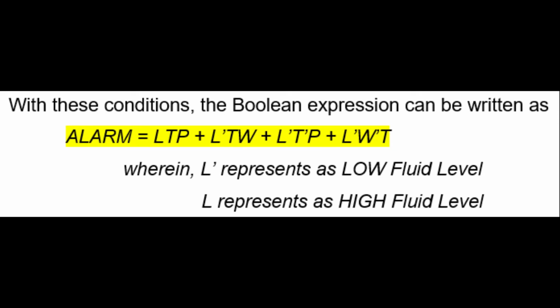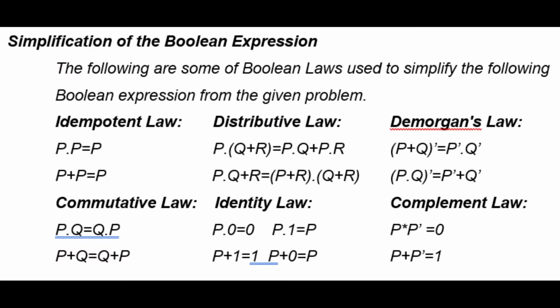With these conditions, the Boolean expression can be written as alarm = LTP + L'TW + L'T'P + L'W'T, wherein L' represents low fluid level and L represents high fluid level. To simplify the Boolean expression, let's recall some of the Boolean laws: idempotent law, distributive law, De Morgan's law, commutative law, identity law, and complement law.